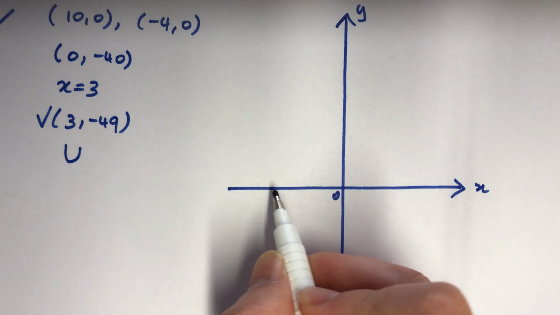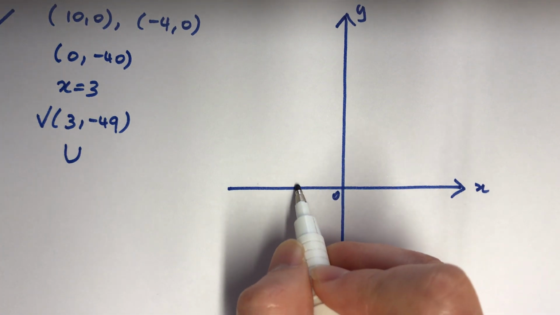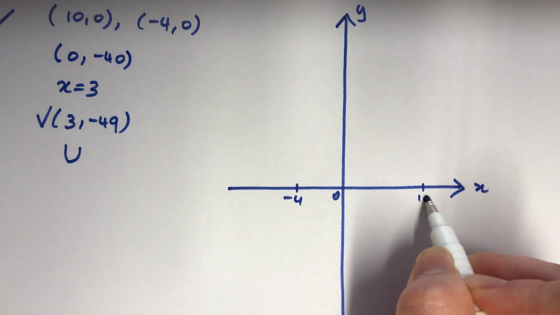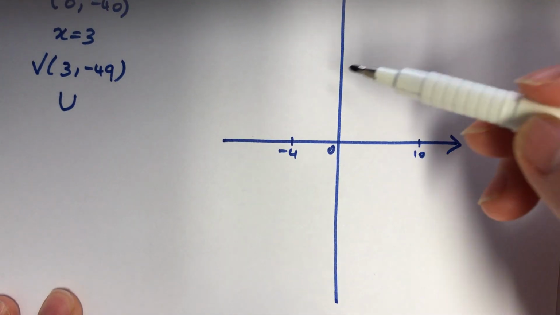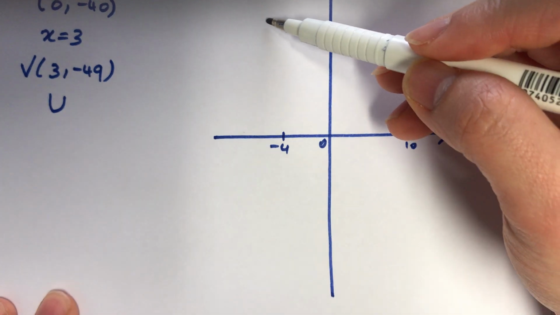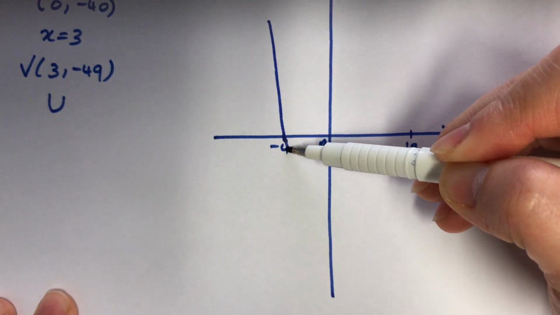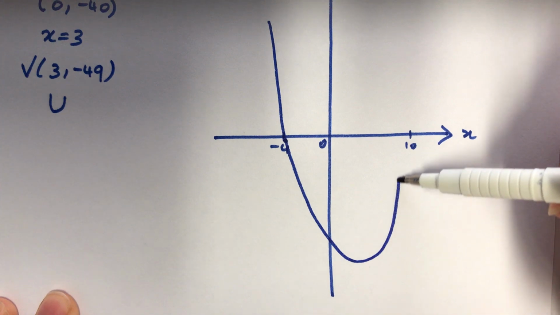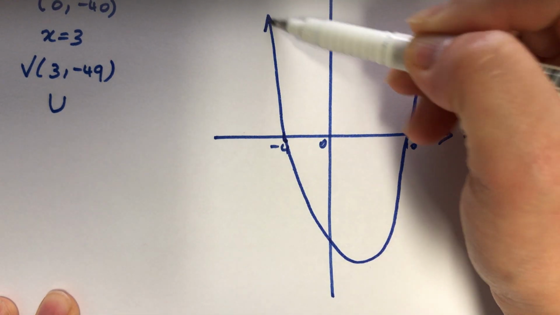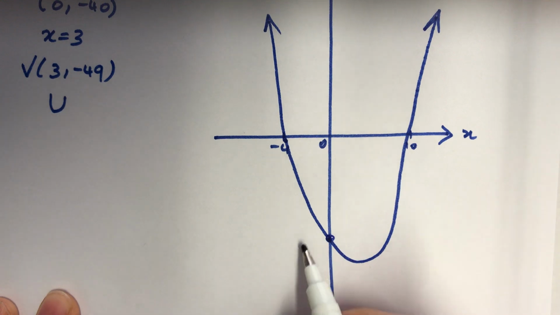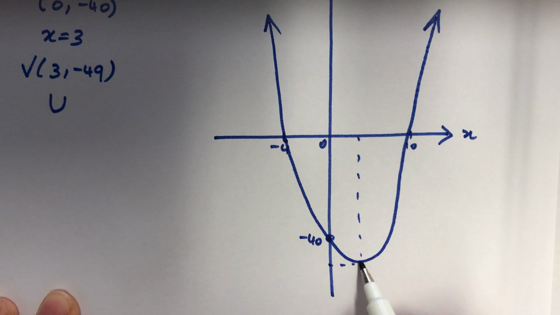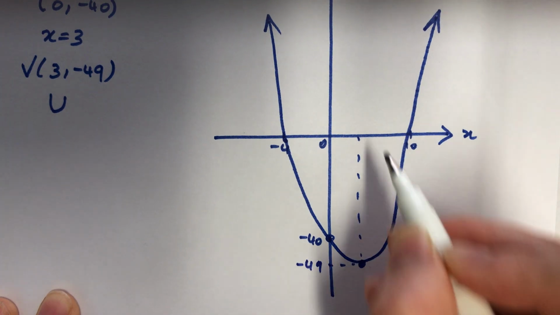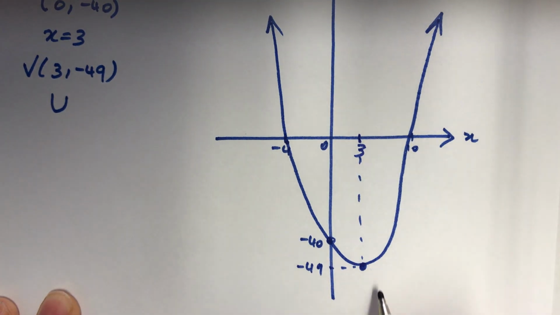So what I'm going to do here is minus 4 somewhere here, 10 here, and I'm going to do a little bit of a shortcut here. I know it's going to be something like this. Whoops, I told you mine's not that good. Make sure you do it nicely, and I know that's going to be my minus 49. That's 3. So my vertex is 3, minus 49.